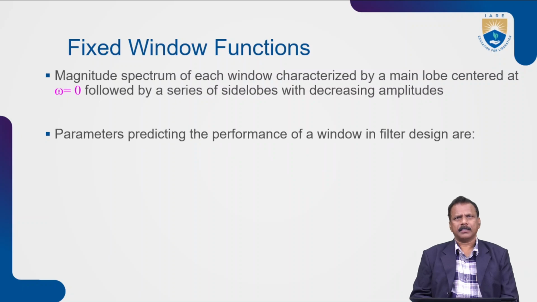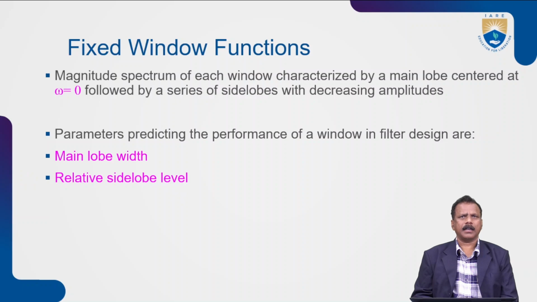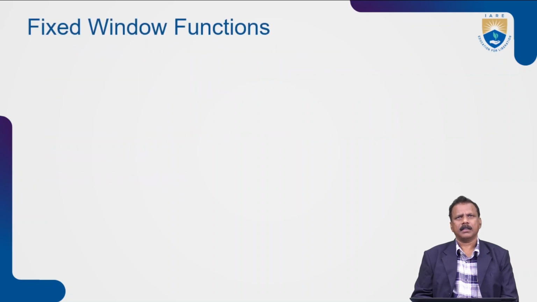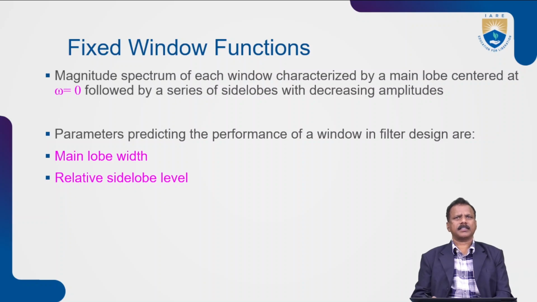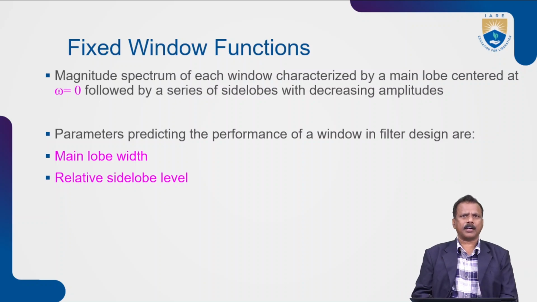Now, the parameters predicting the performance of the window in filter design are the main lobe width and the relative side lobe levels. To verify this, we look at whether the main lobe width increases or decreases, or how the relative side lobe levels are mapped and observed.